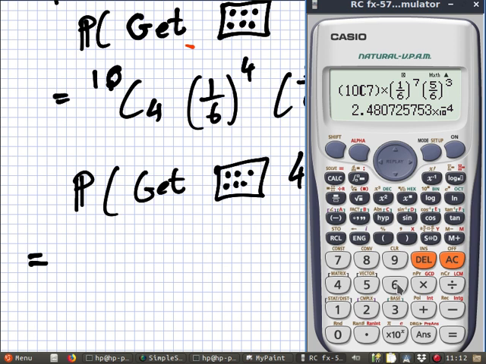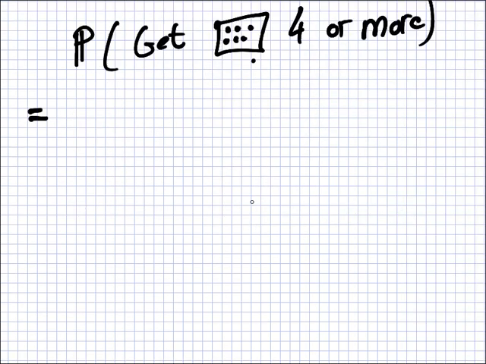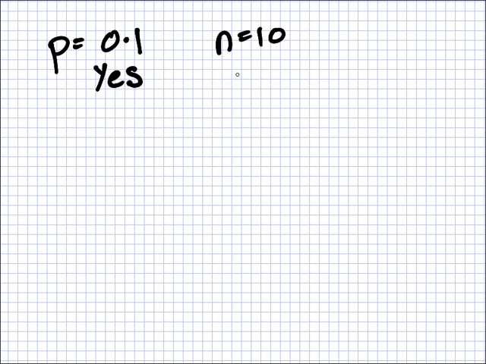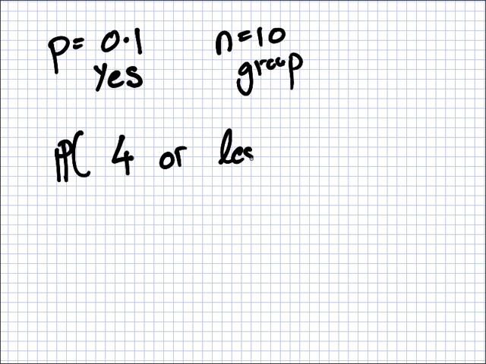So perhaps there's a quicker way to do it. And there is, using the formula book, and I'll explain how to do that now. We'll do an easier example first. So suppose I have, let's say, p equals 0.1, and again, let's keep it so that we have 10 trials. Maybe this is something like the probability that someone will vote yes in a group of 10. And maybe my question is, what is the probability that I get, let's say, 4 or fewer yeses?